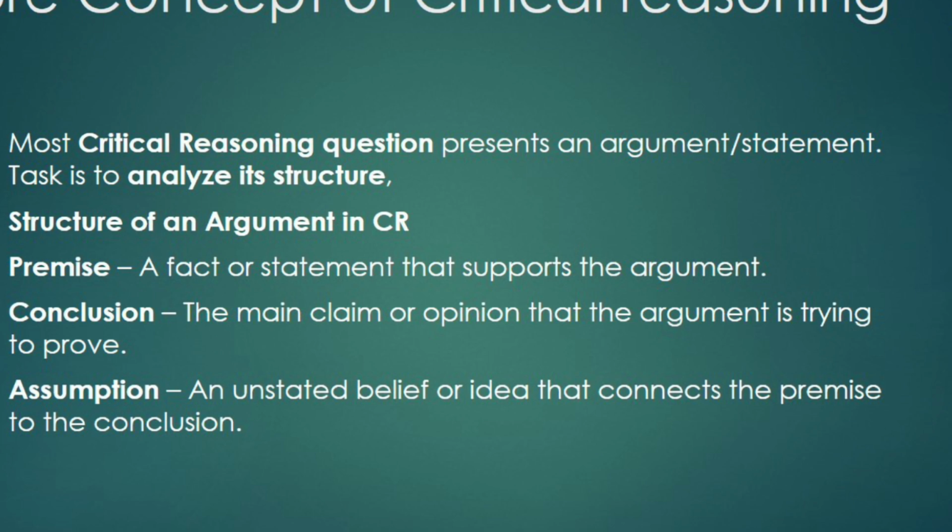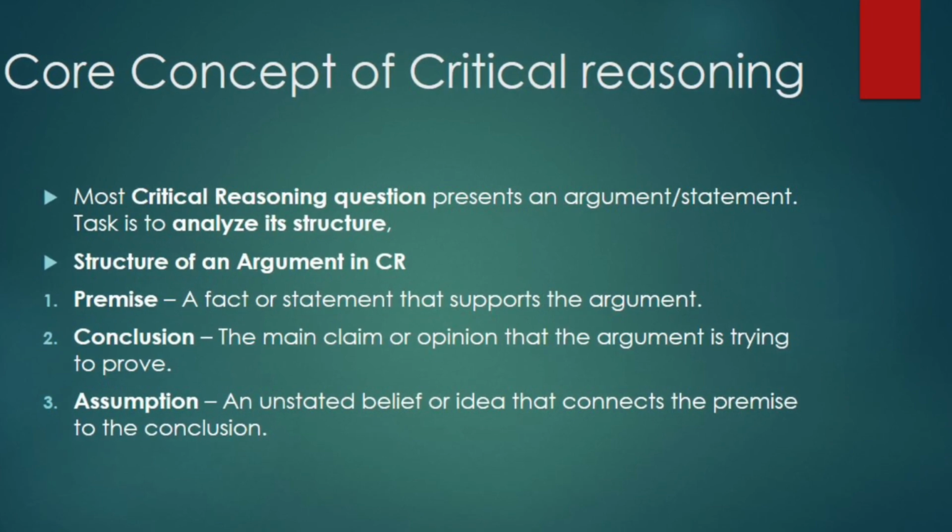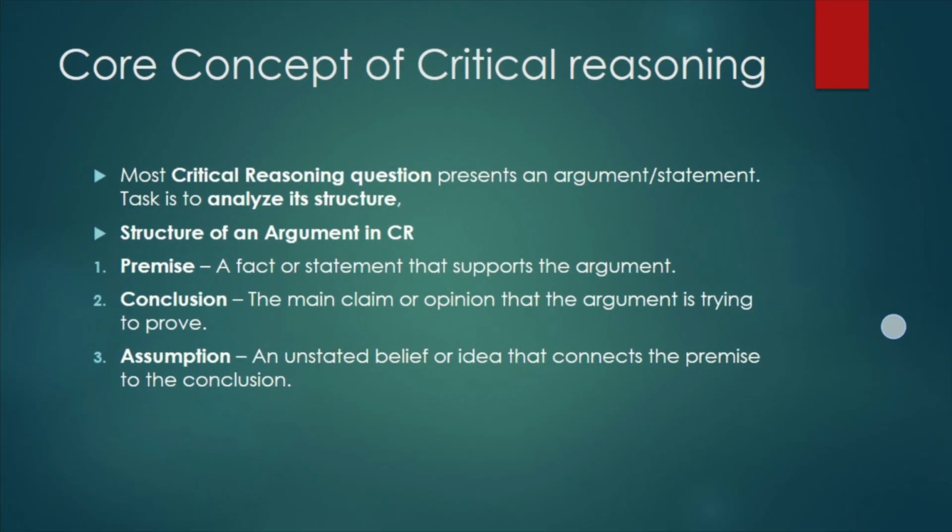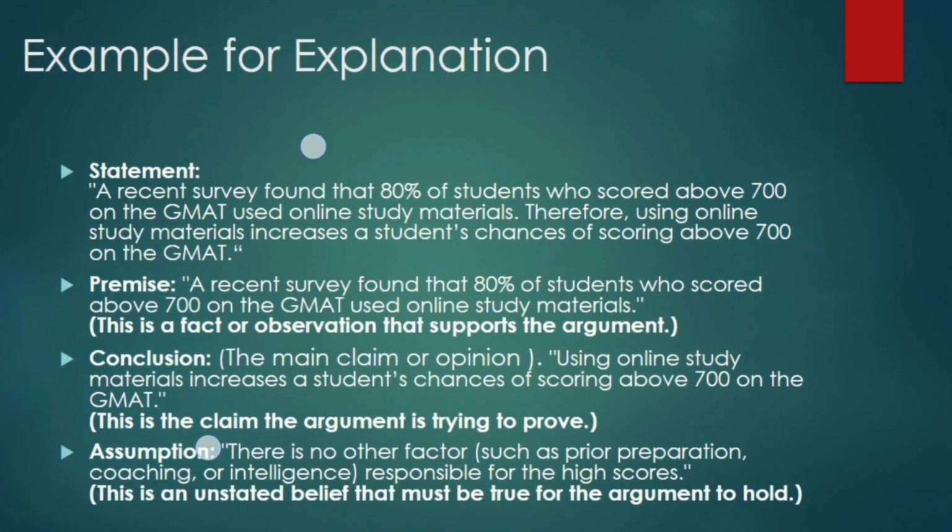An argument will have a premise, a fact or a statement that supports the argument. So it will present you with a fact; that is the premise. We'll see it in a question. And then there will be a conclusion, the main claim or opinion that the argument is trying to prove. Assumption will not be written in that particular question. It will be implicit. It means you have to understand the assumption behind putting the conclusion; it is an unstated belief or idea that connects the premise to the conclusion. Now the structure of the argument is clear. So we'll see it more with the help of an example.